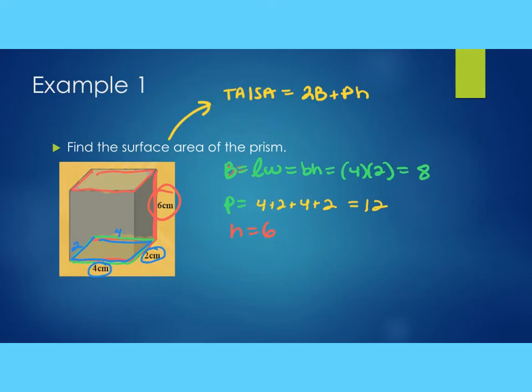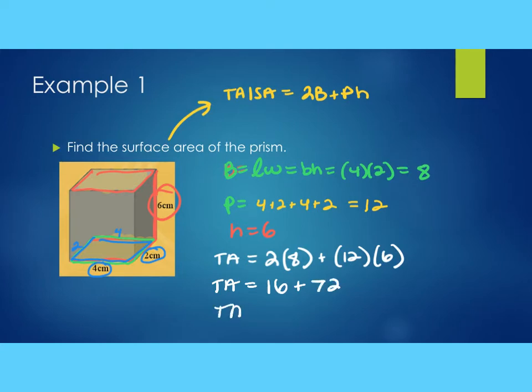So then I plug it all in. The total area equals 2 times B, which is 8, plus P, which is 12, times height, which is 6. 2 times 8 is 16. 12 times 6 is 72. Add those two together, and I get 88. This would be area, so it would be centimeters squared.